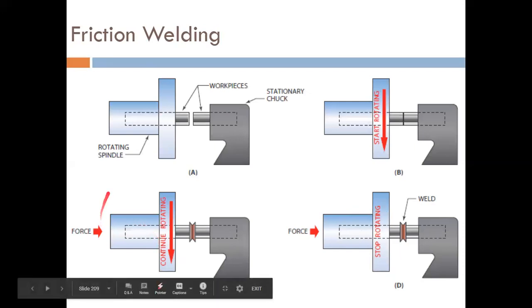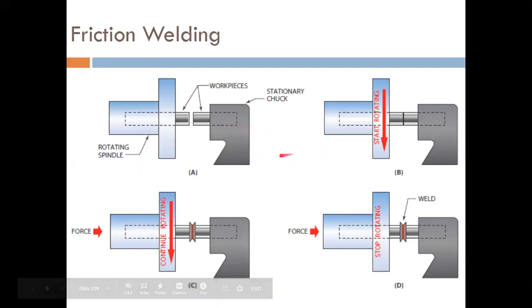So here you can see four stages of friction welding. In first stage two parts are only fitted on stationary and rotating chuck. Then the two parts come in contact and this spindle starts rotating. After that force is applied and rotation is continued.